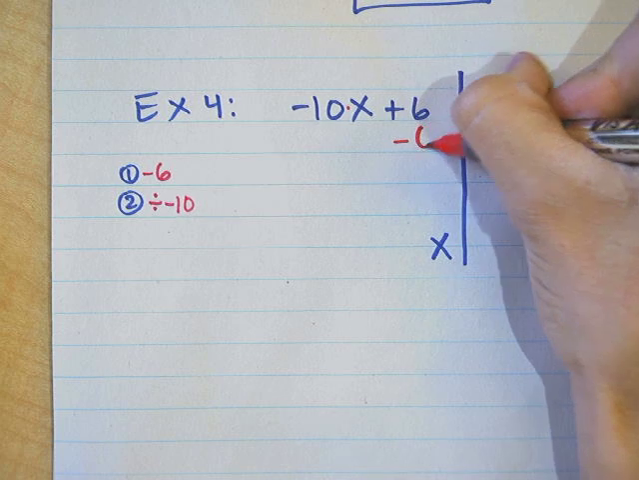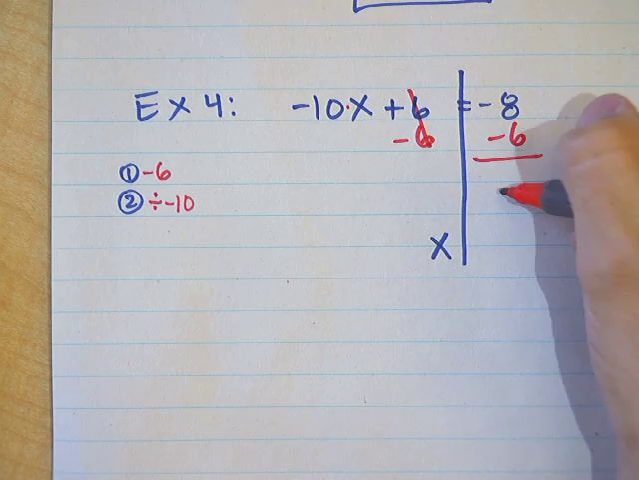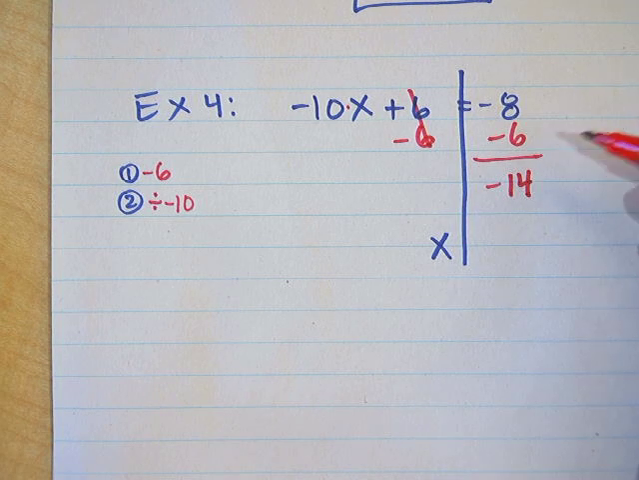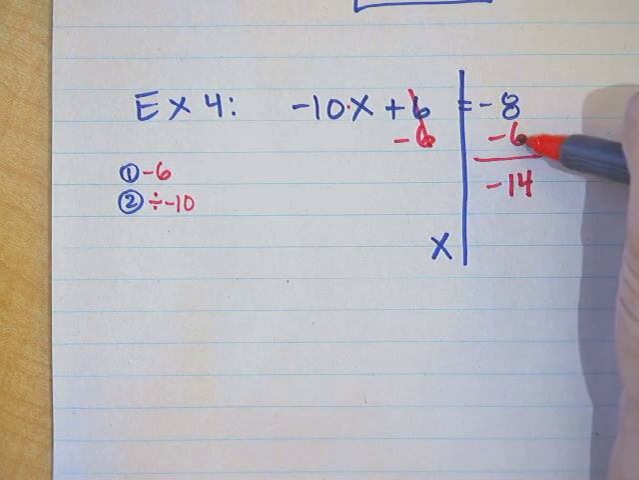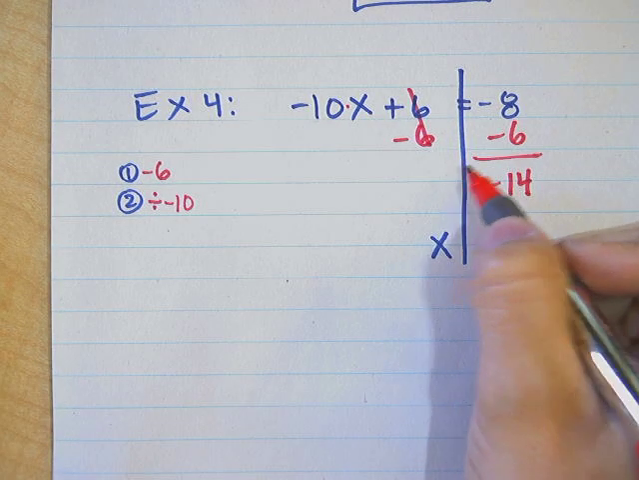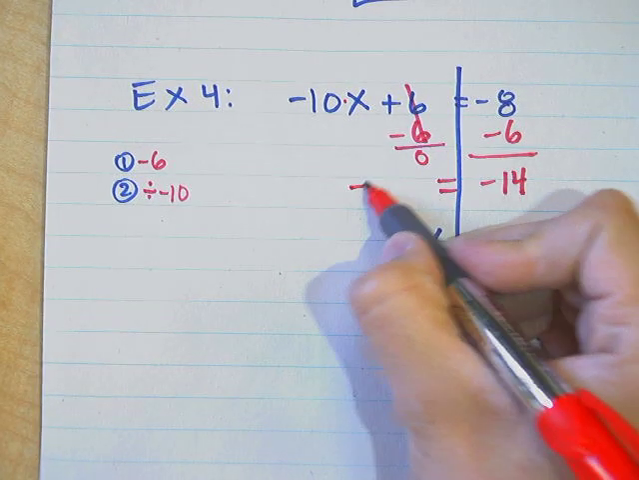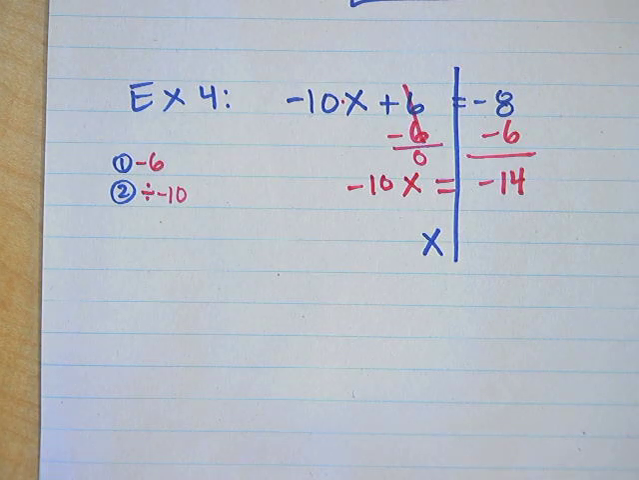I'm going to subtract 6, and that gives me negative 14. Negative and negative makes more negatives. There are no zero pairs, and just a lot of negatives left over. All of them are there, 14. And this is a 0, and now we're left with negative 10x.